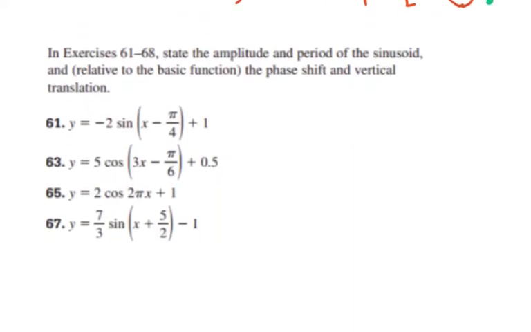Alright, and then we need to state the amplitude and period of the sinusoidal function relative to the basic function, so just sine or cosine, and the phase shift and the vertical translation. Yikes, that's a lot of listing. Okay.